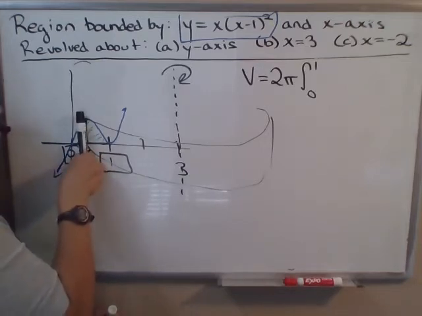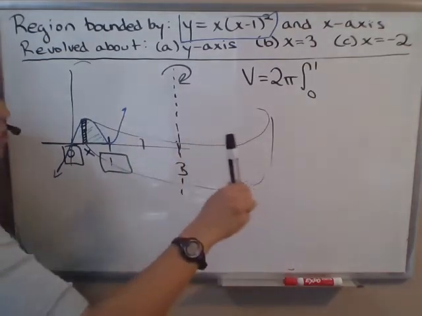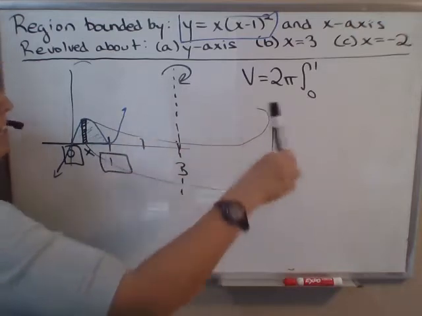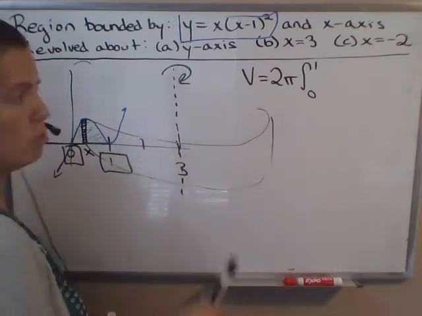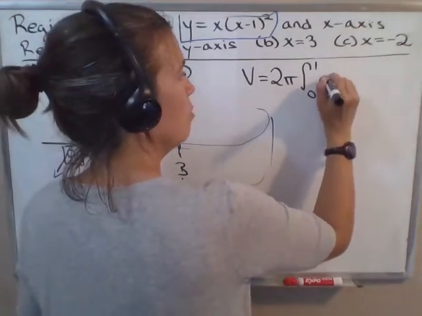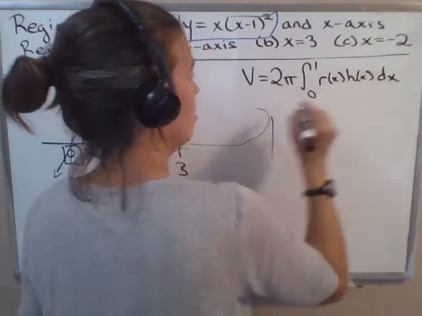position between 0 and 1, you're taking that rectangle, revolving it about the line x equals 3 and forming this shell. And then you scooch it over a bit, revolve that rectangle, form another shell. And then the idea is we're adding up the volumes of all of those tubes. Okay, so integral from 0 to 1 of the radius times the height times the thickness.